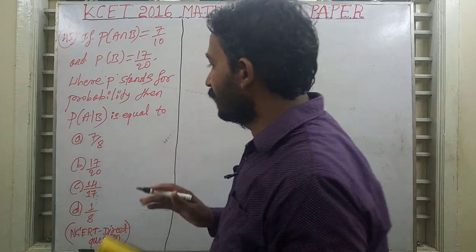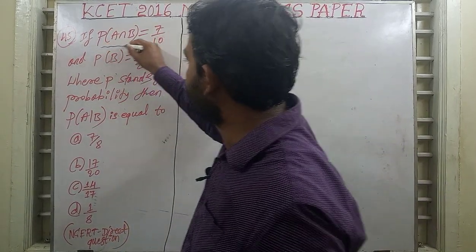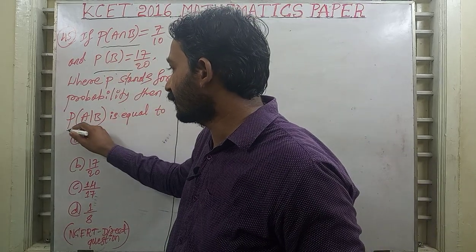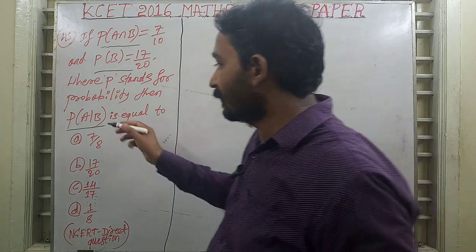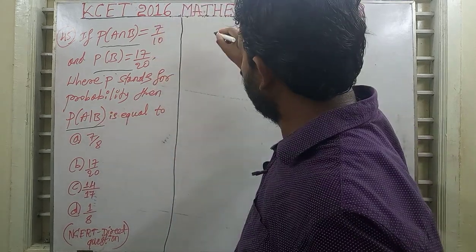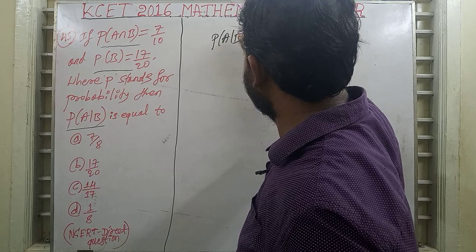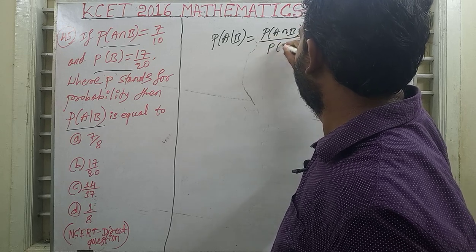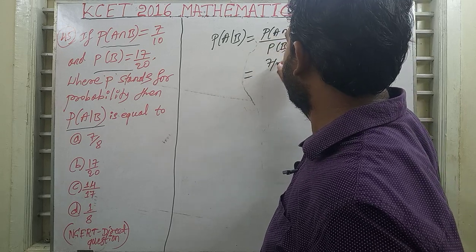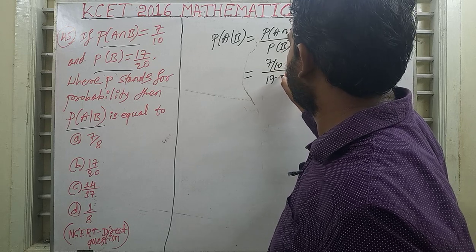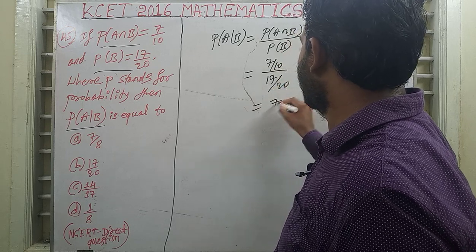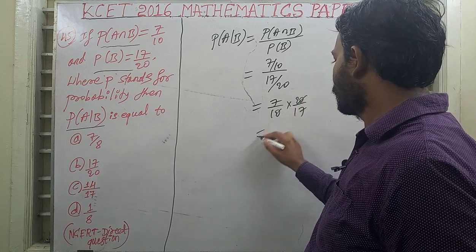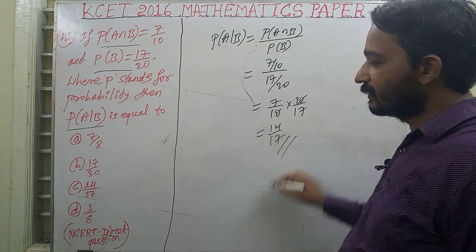Using one formula, in this case, P of A intersection B is given, P of B is given, where P stands for probability. Then find the probability of A when B is given. So the probability of A by B is equal to the probability of A intersection B divided by the probability of B. Probability of A intersection B is 7 divided by 10. Probability of B is 17 divided by 20, which is 7 by 10 times 20 by 17. So 7 2s are 14, divided by 17. 14 by 17 is the answer.